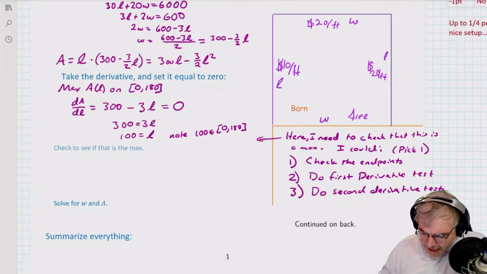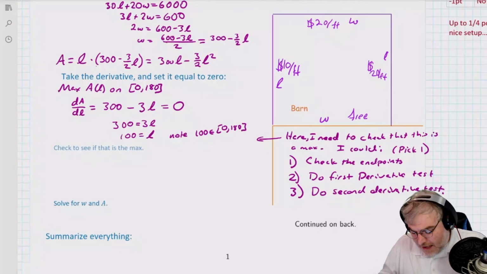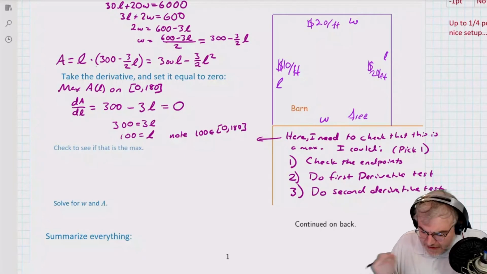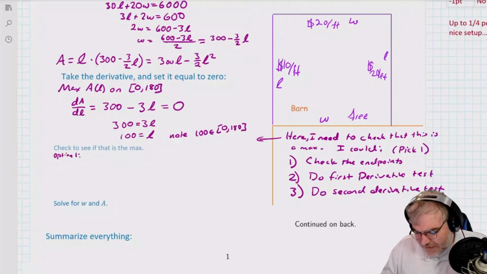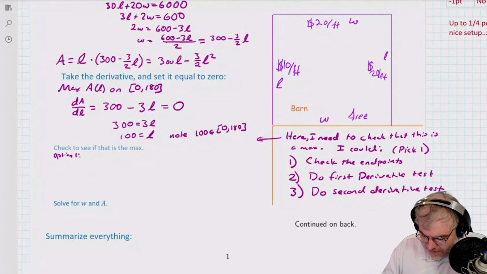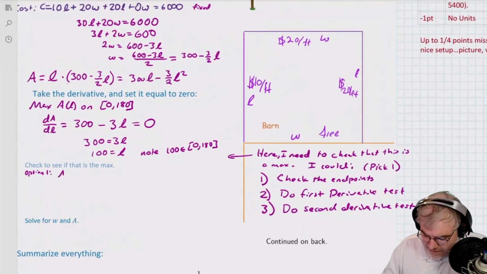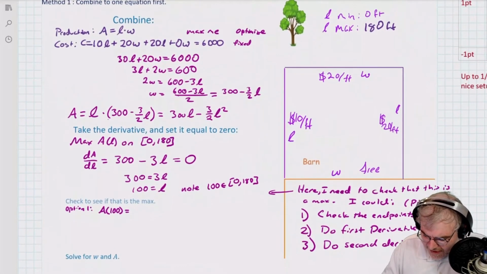Okay. Now I could do one of three things. I could check this, right? I could just do, well, what's A of 100? And note, I'm going to have to make that computation anyway. So let's just start doing that. I picked option 1. Since I'm going to have to make that computation anyway, let's see. A of 100 equals, okay. So I come back up here to where I had my equation, and it equals 300.